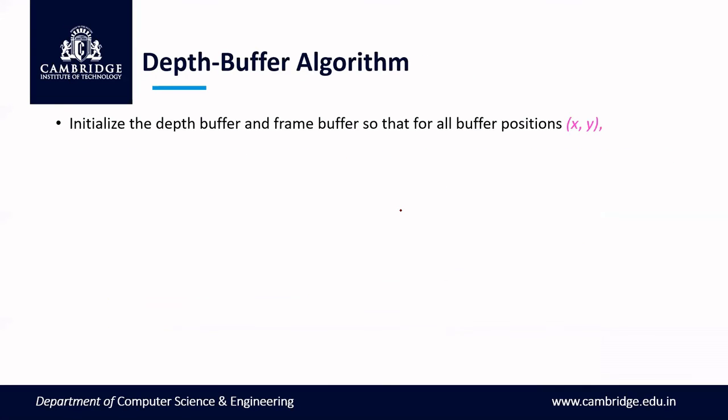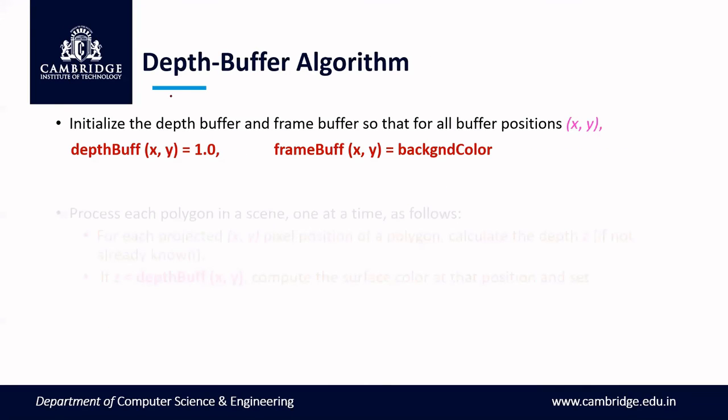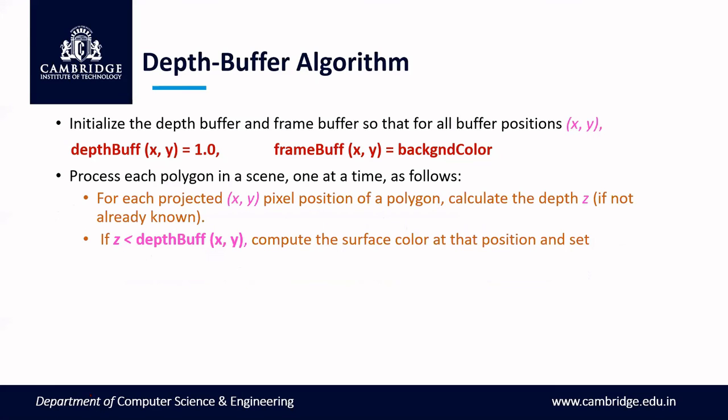Now let me go fast. I have only one slide left, so now you just read this. For each projected XY pixel position of a polygon, calculate the depth Z, if not already known. If Z is less than the value stored at that pixel position, then you keep the current Z value and the surface color should also be set.